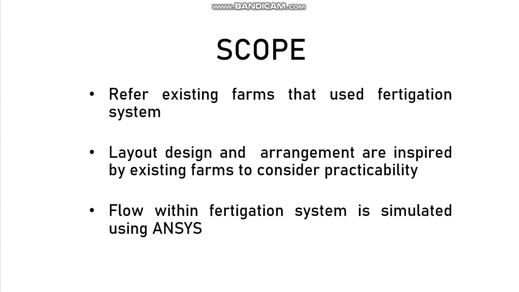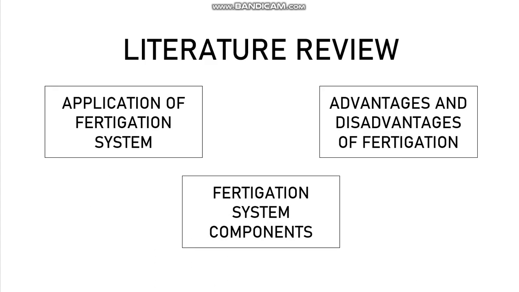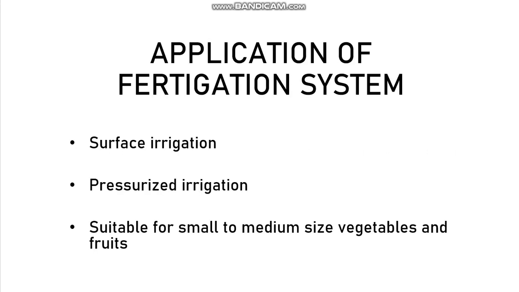The scope of the study is that we refer to existing farms that use a fertigation system. Layout design and arrangement are inspired by existing farms to consider practicability, and flow within the fertigation system is simulated using ANSYS. Literature review: we cover the application of fertigation system, advantages and disadvantages of fertigation, and also fertigation system components.